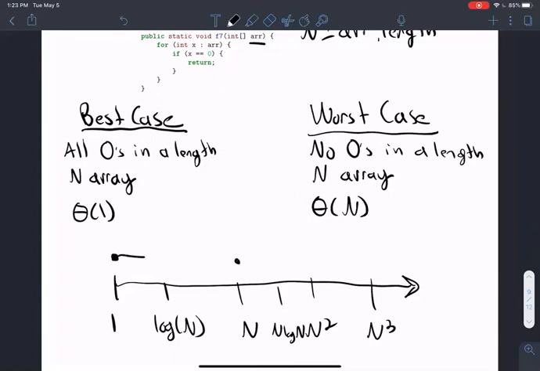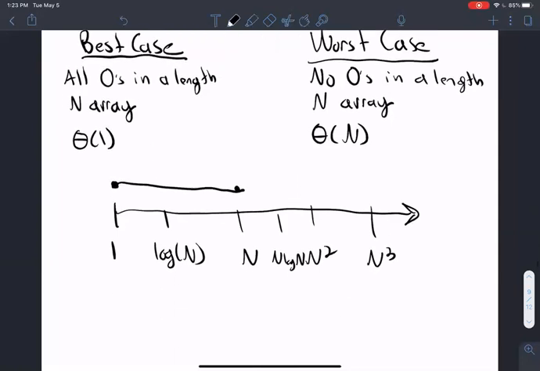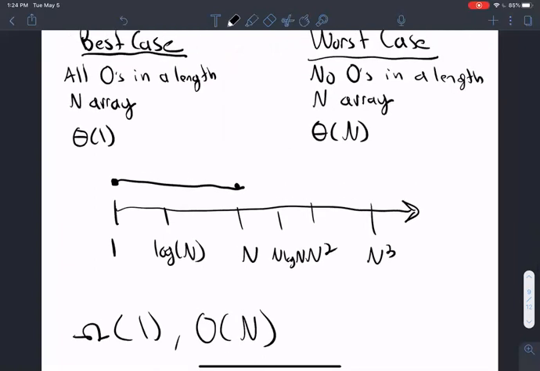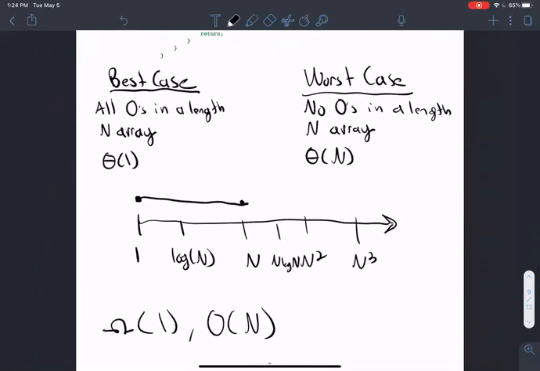So that means our function looks like this. It's somewhere along this line. We can't quite pinpoint it. And so that means that the function itself is omega of 1 and O of n. Does that make sense? Anybody have a question there? Okay, cool. So, all right, we can just move on to the next one.